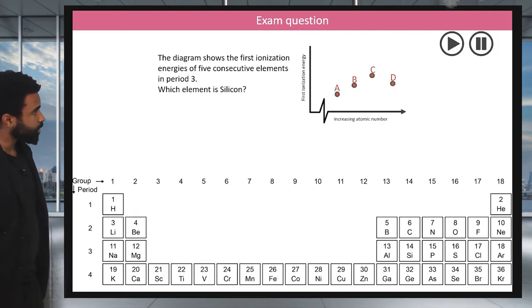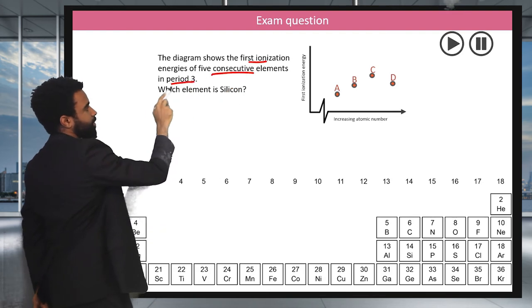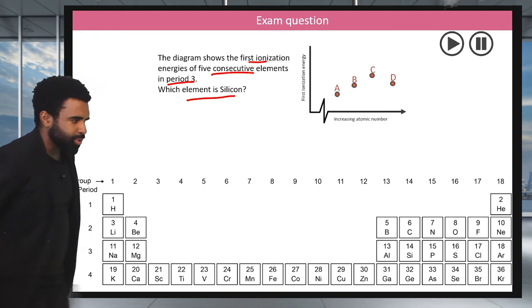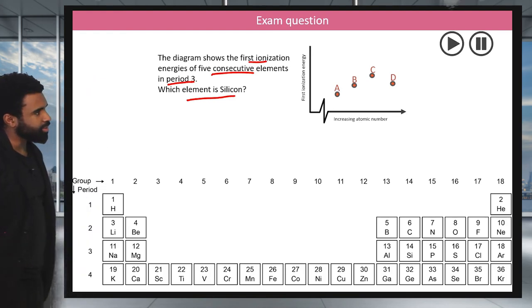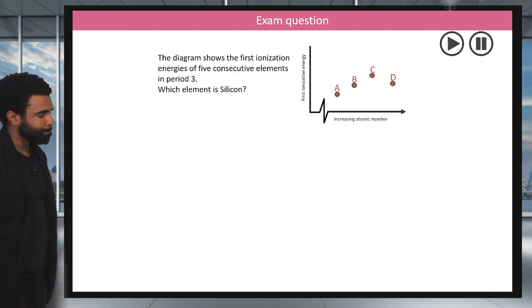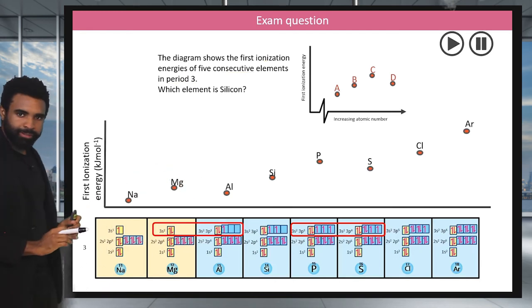Here's a paper one question. The diagram shows the first ionization energies of five consecutive elements in period three. Which element is silicon? Pause and think how you would do this one. It's a bit tricky, this one. But think about what they're asking. Here's a clue. So this we've seen before, right?